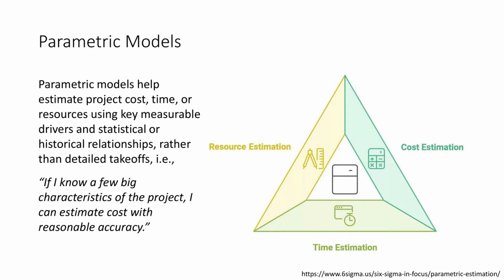Parametric estimating is about identifying key cost drivers, parameters, that correlate strongly with total cost. Instead of detailed takeoffs, we ask, if I know a few big characteristics of this project, can I estimate cost reasonably well? At schematic design, the answer is yes, if the model is used correctly.